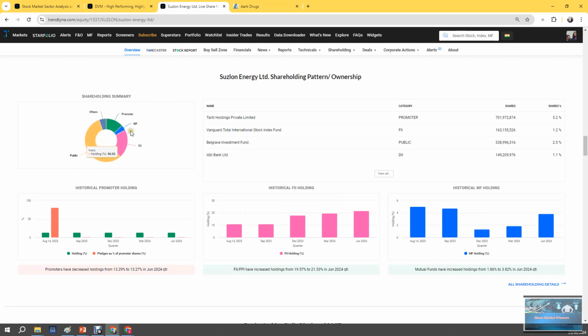Okay, this is a very risky one according to me. If something happens, the public will keep selling their stocks. If the company is in a good position, they will try to buy and retain some of their stocks. But I would suggest if you are going for a longer-term investment, then you should consider stocks which have more than 50% promoter holding.